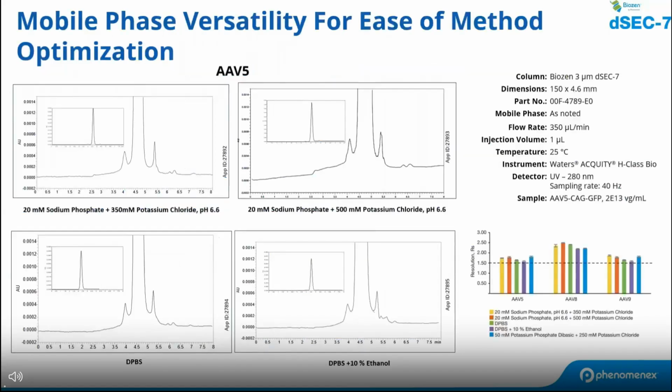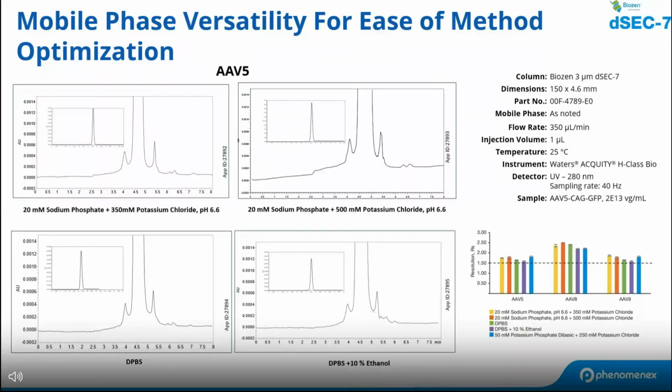In addition to that, it's also very important to have a column that's versatile with multiple mobile phases. Because of the surface chemistry, the column is already inert and hydrophilic, so it's compatible and flexible with multiple mobile phases that are commonly used. People analyzing AAVs want a column they could use for a platform method, so if there is one specific method or mobile phase parameter, they could run multiple serotypes using that. That is a throughput improvement for the lab.